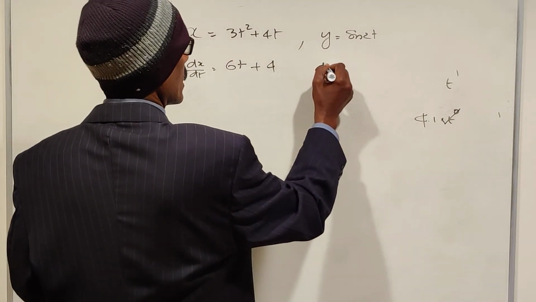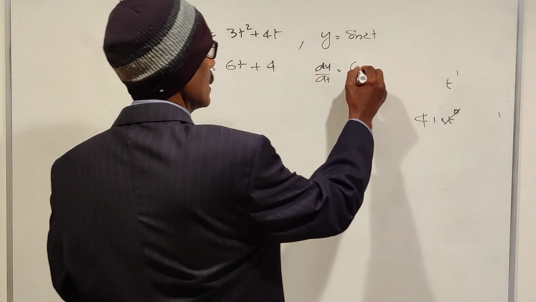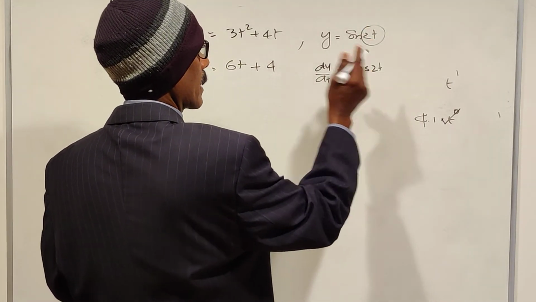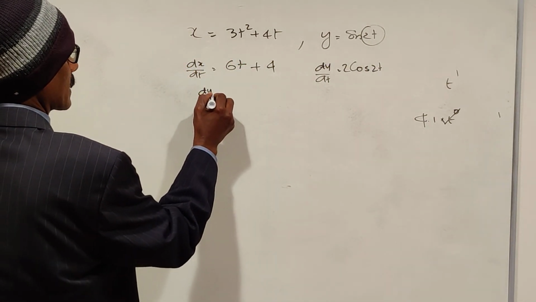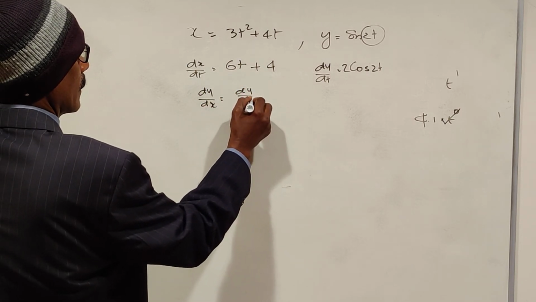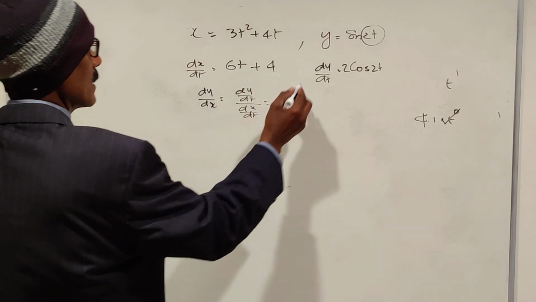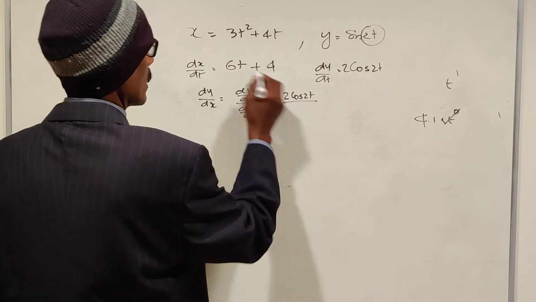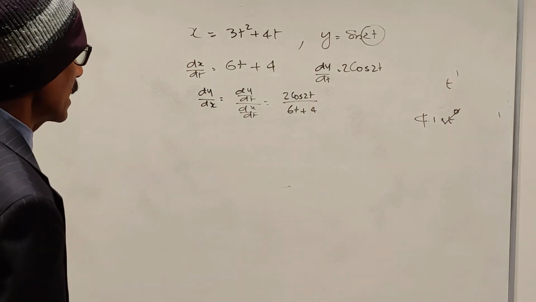Okay, here dy by dt equals derivative of sine 2t is cos 2t into chain rule. Derivative of 2t is 2. I write 2 first. Okay, here dy by dx is dy by dt divided by dx by dt. Okay, so what is dy by dt? 2 cos 2t divided by 6t plus 4. Okay, that is dy by dx.